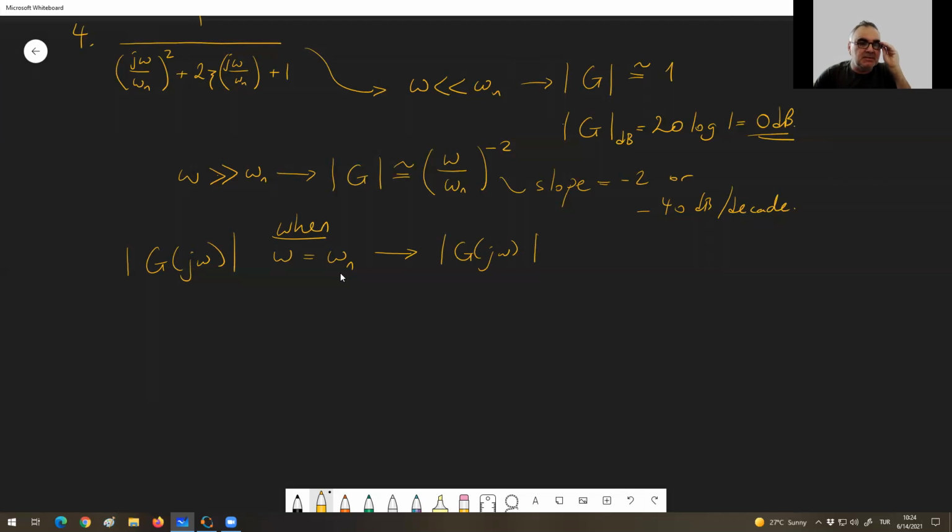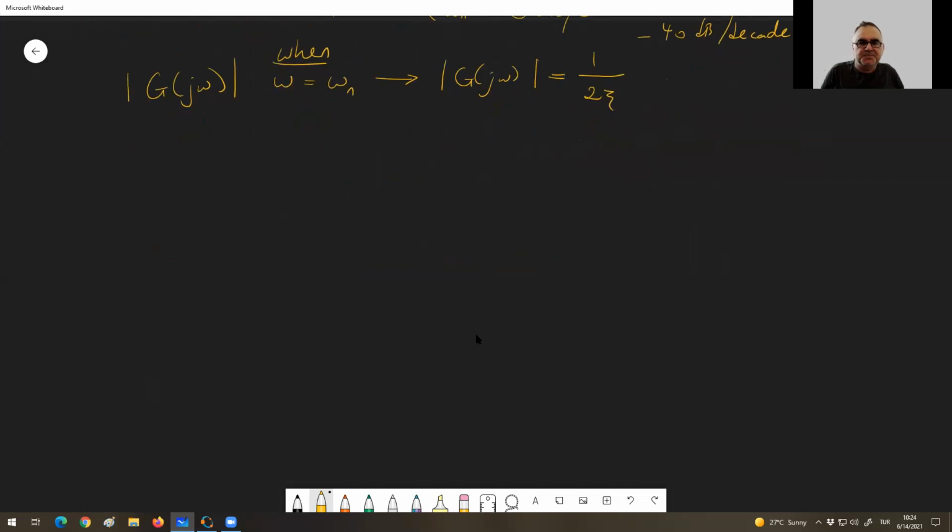You can find that. It's not too hard to find that. This will be equal to 1 over 2 times the zeta, okay? The magnitude when omega is equal to omega n is what we will have here. So, if we plot the magnitude, this is omega, let's say this is in terms of dBs, you start from 0 dBs, and then let's say this is where omega is equal to omega n, the so-called frequency that is close to resonance.